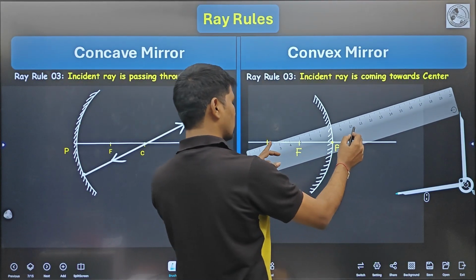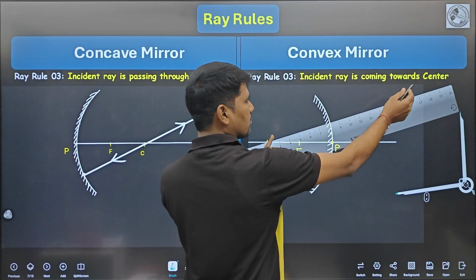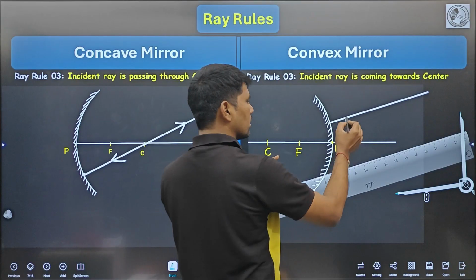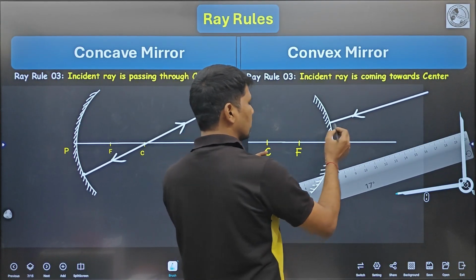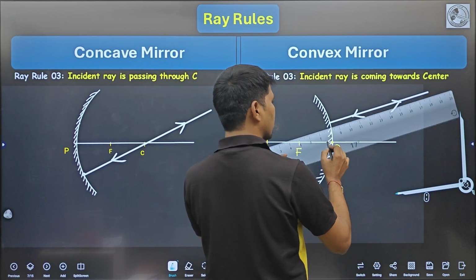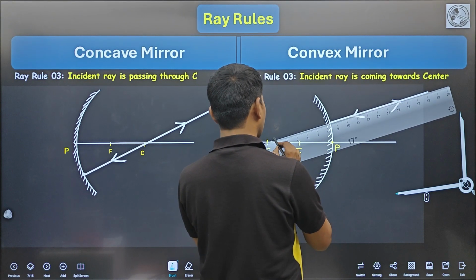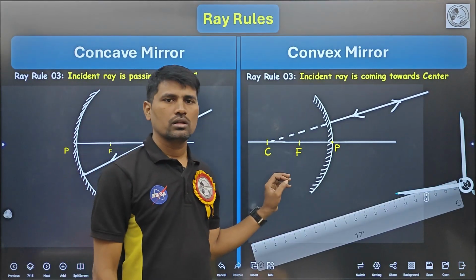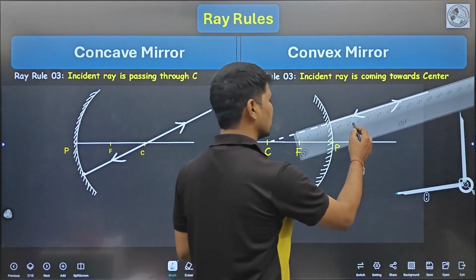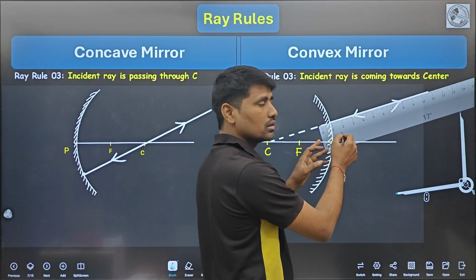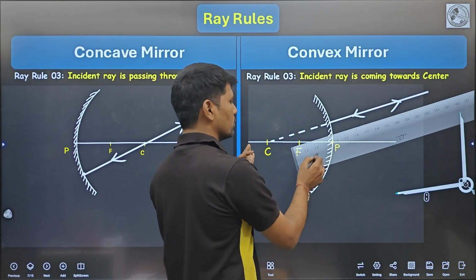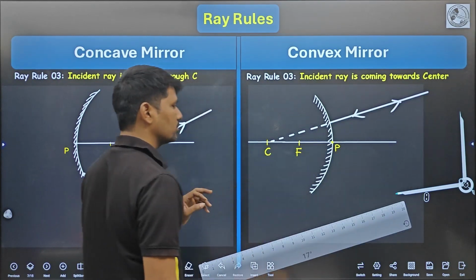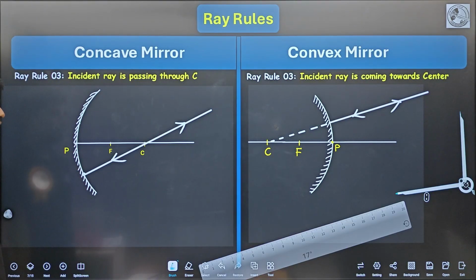The incident ray is coming towards center, right? Then after reflection, it reflects back and rebounds. Here we just have to represent dotted lines. Some students, when it is towards center, will take it only up to here, and they don't know in which direction it is going. Always coincide with the center and draw, and you will get the clear picture. I hope you understood. Three rules completed.